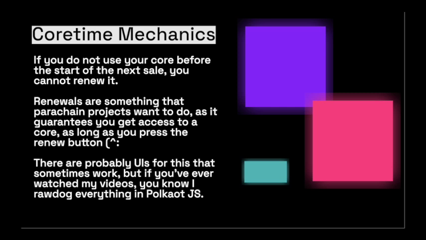So if you do not use your core before the start of the next sale, you cannot renew it. Renewals is something that parachain projects probably want to do, as it guarantees you get access to a core in the current way of how this works, as long as you press the renew button. There's probably some UIs for this, like RegionX, but if you watch this channel, I just raw dog everything in Polkadot.js because it's funny.